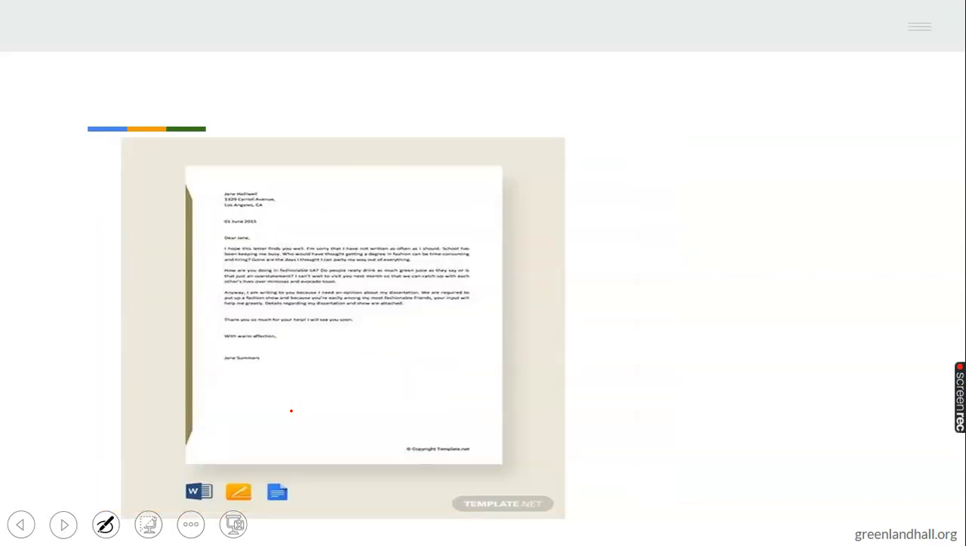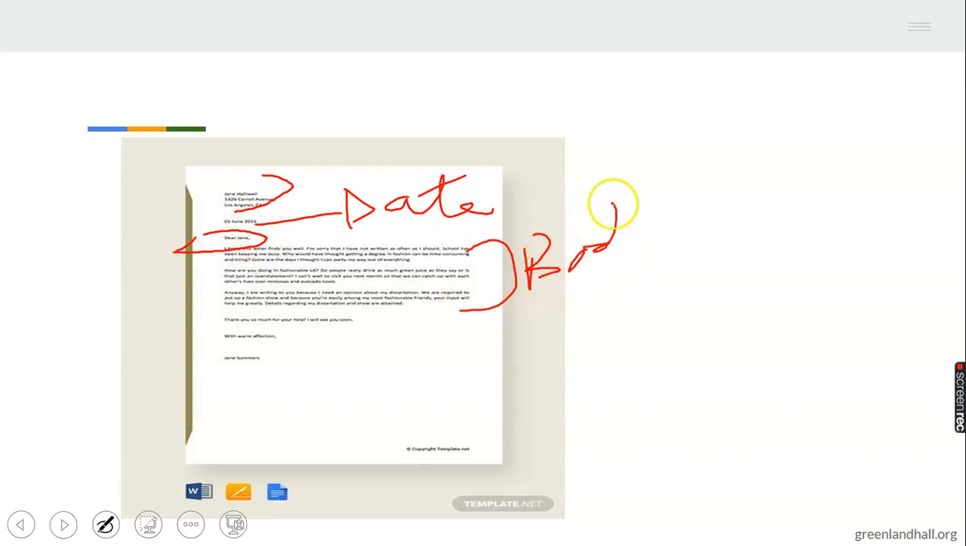Okay, this is a picture of another letter. You notice the address here. You notice the date here. That's the date. You see the salutation here. Okay, this is the body of the letter. Then here we have the concluding remark. You see, the concluding remark. Then you have your closing compliment here. That is yours faithfully, and then you write your name.